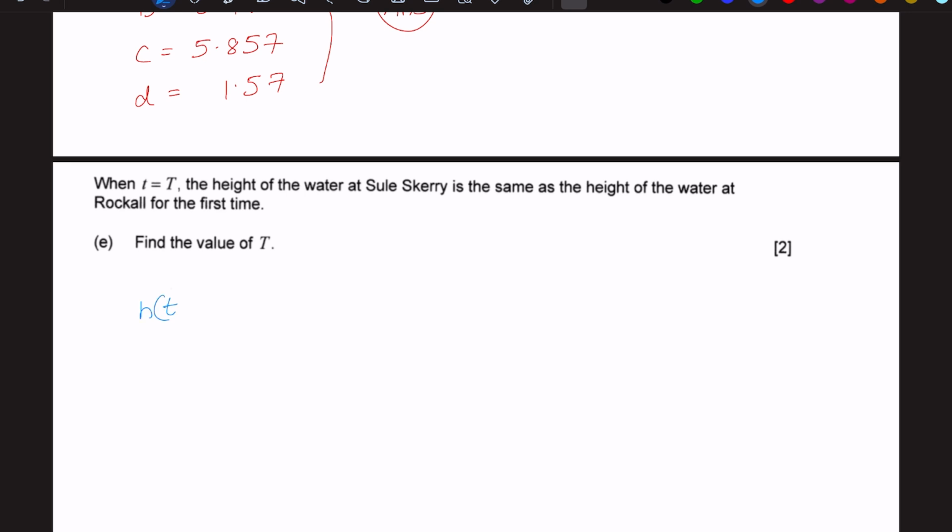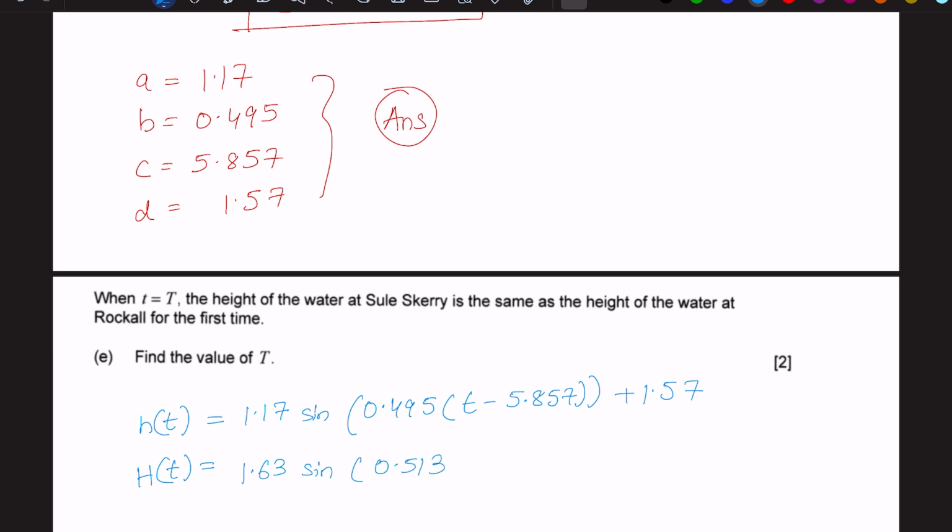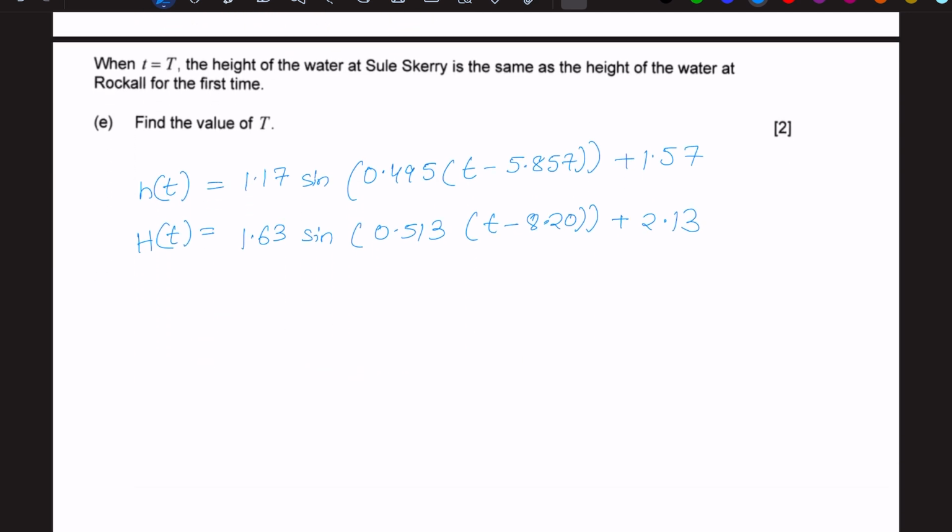For the previous question, the height, if I use the values of A, B, C, D, is 1.17 sine of 0.495 t minus 5.857 plus 1.57. And for the first curve, the equation was 1.63 sine 0.513 t minus 8.20 plus 2.13. Now if I just plot them, I'll get the time t. I just have to check the first point of intersection between these curves. So your heights ht can be converted to y, and time to x.